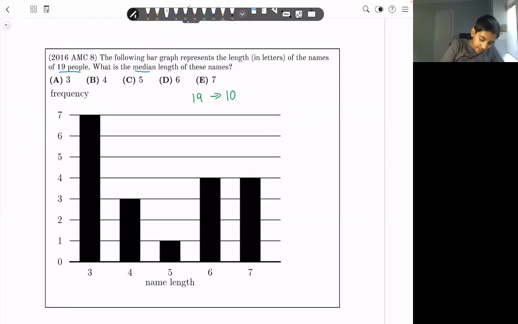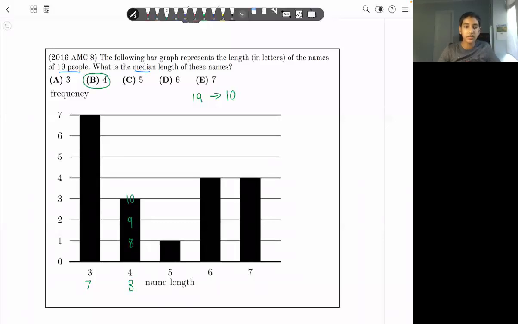So we can easily see that there are 7 people that have 3 letters in their name. And then there are 3 people that have 4 letters in their name. So therefore we have 7 people here, and then this is going to be the 8th, the 9th, and the 10th. So therefore the 10th person is also going to have 4 letters. So the median is just 4.